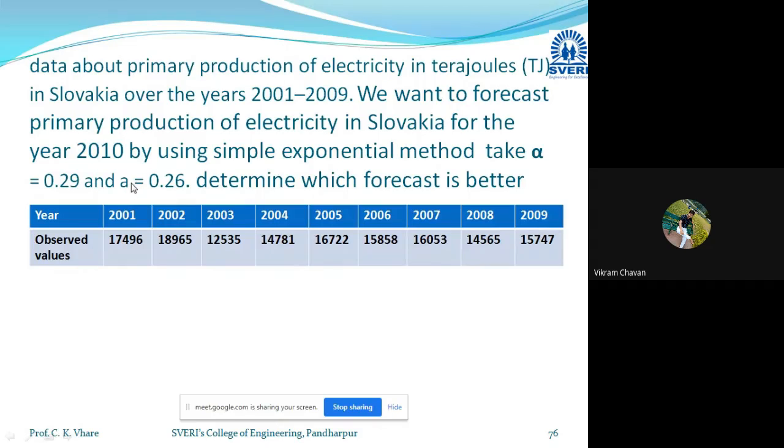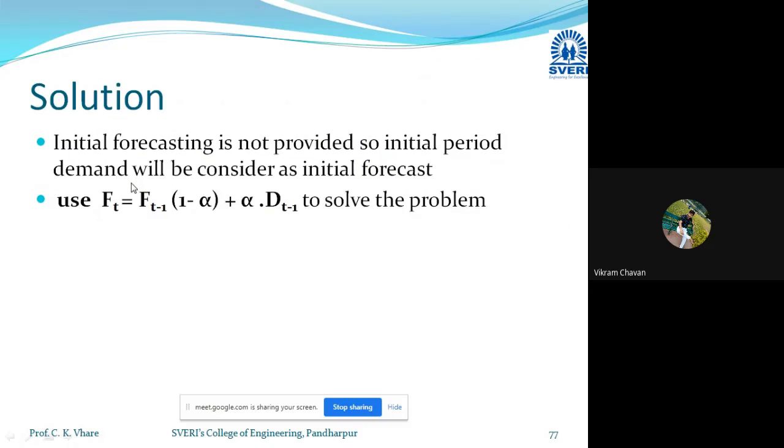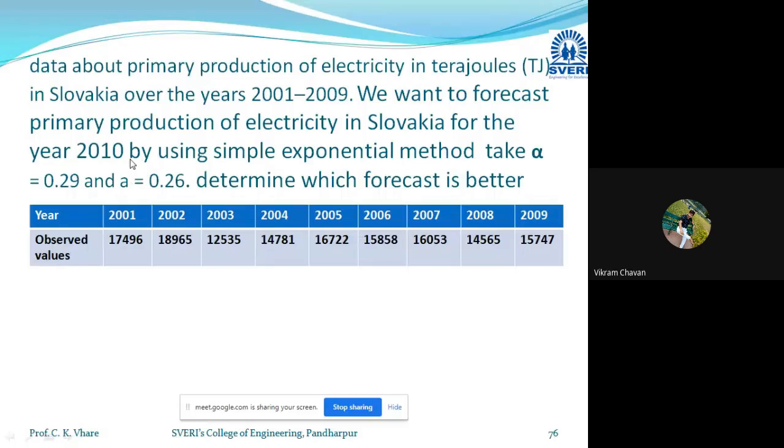And here once again alpha is equal to 0.26. So by mistake here an A is there. So alpha is equal to 0.29. Two alphas are provided, that is nothing but exponential smoothing constants. One is 0.29 and another one is 0.26. Okay. Now we have to once again determine which forecast is better.